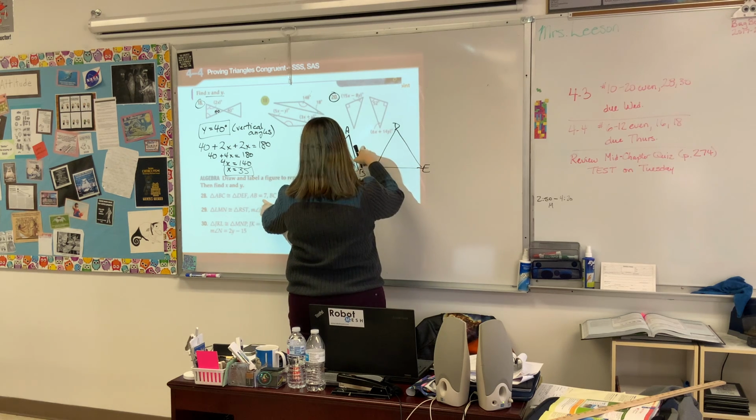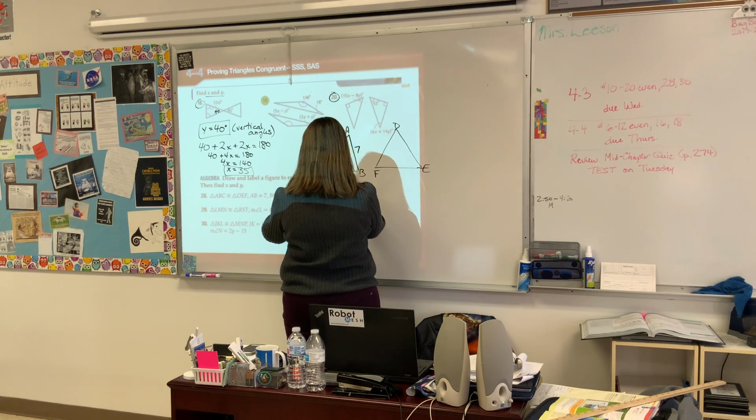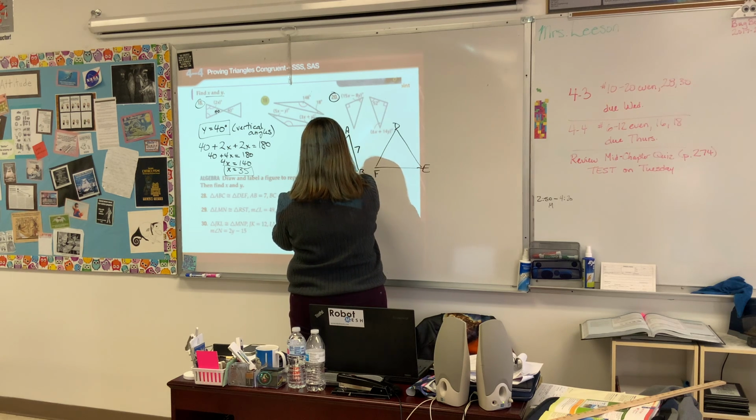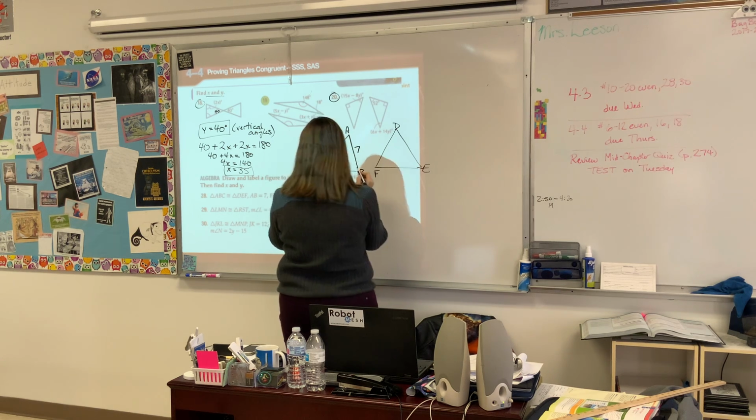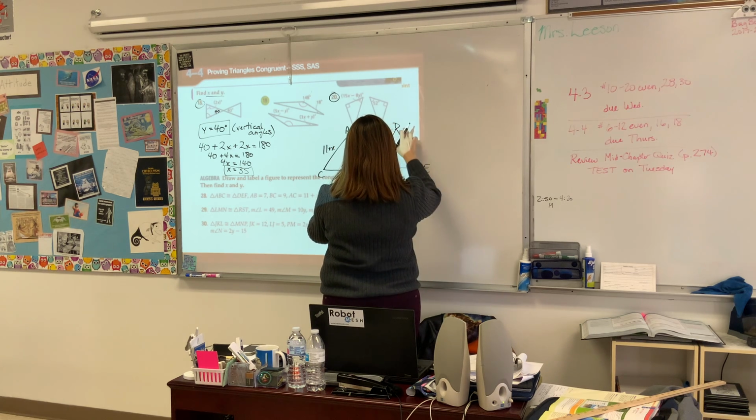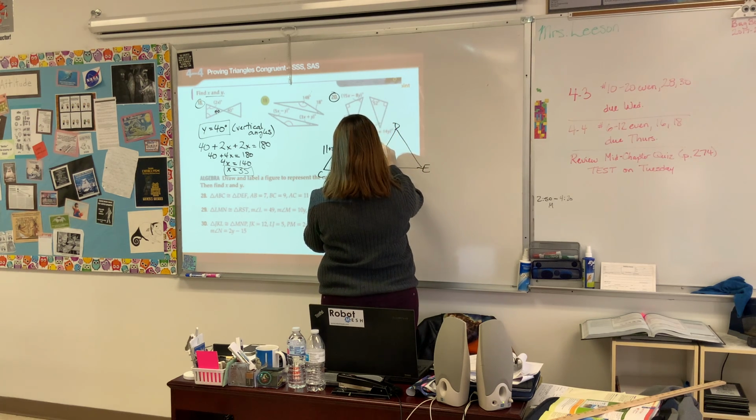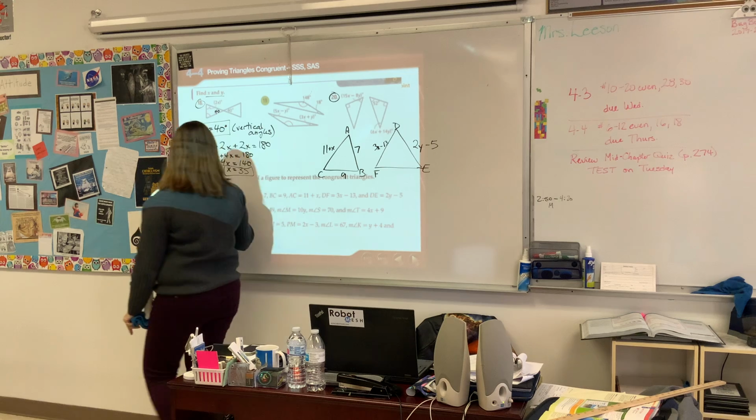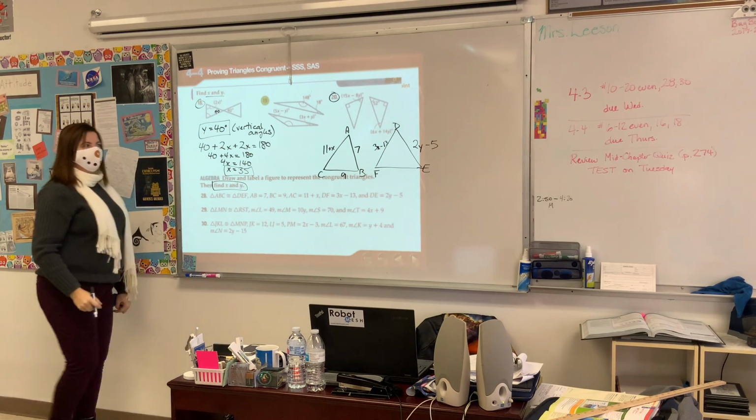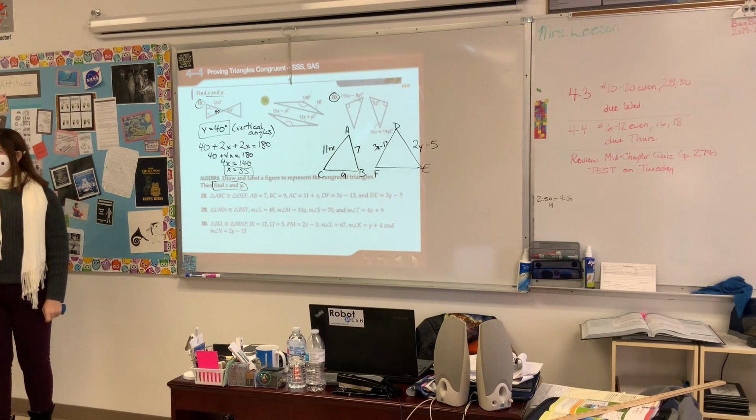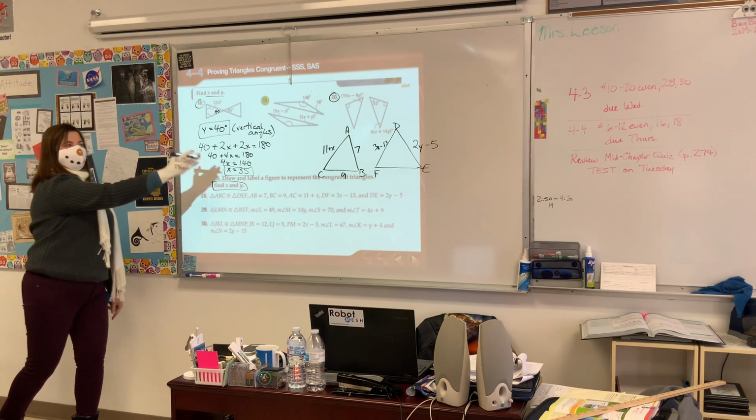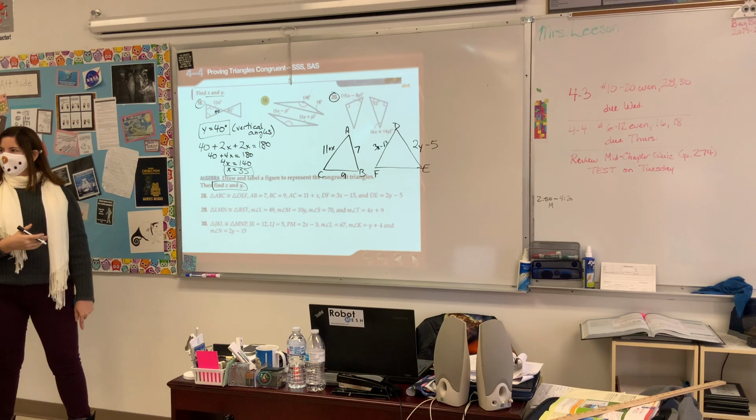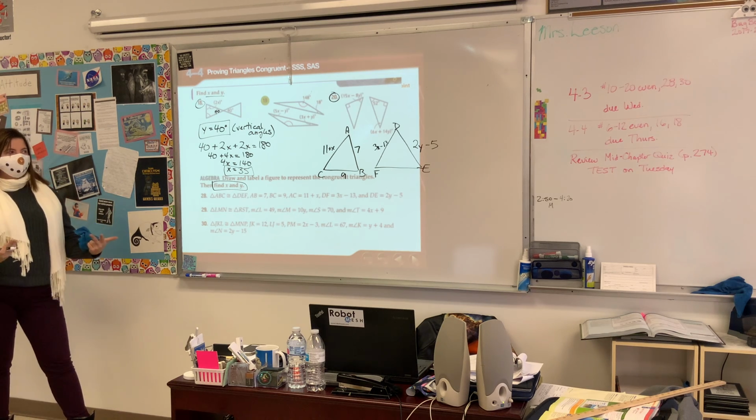They tell us AB is 7, BC is 9, AC is 11 plus X. DF is 3X minus 13. DE is 2Y minus 5. And we have to figure out what's X and Y. Can we do that? Definitely. We already know that these two triangles are congruent. We can look at their corresponding parts and solve.